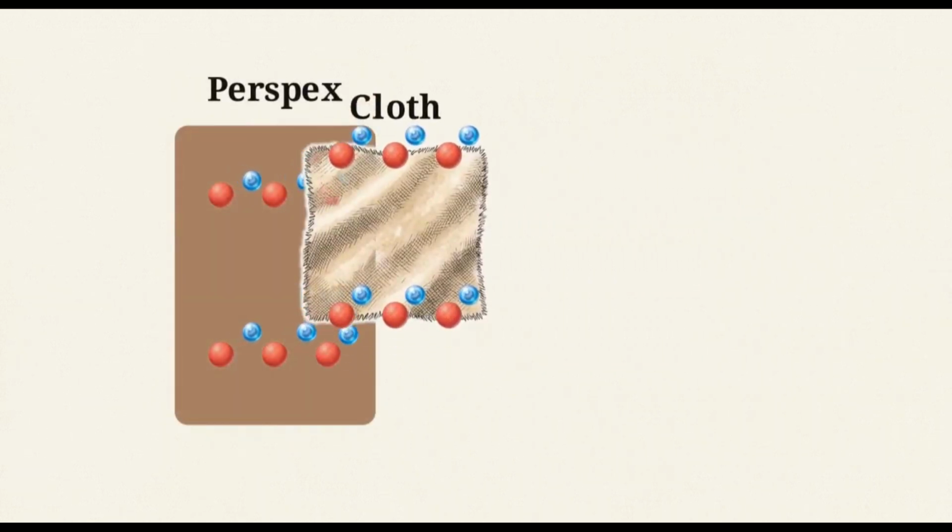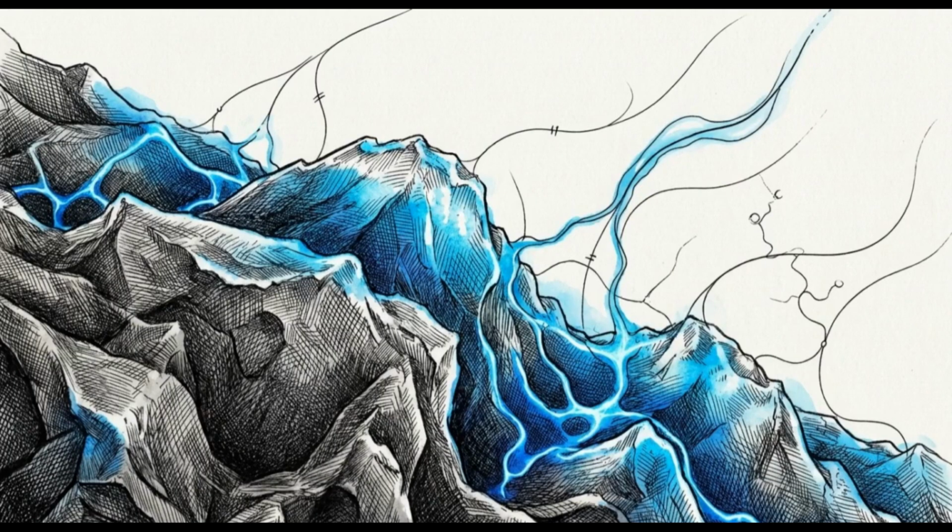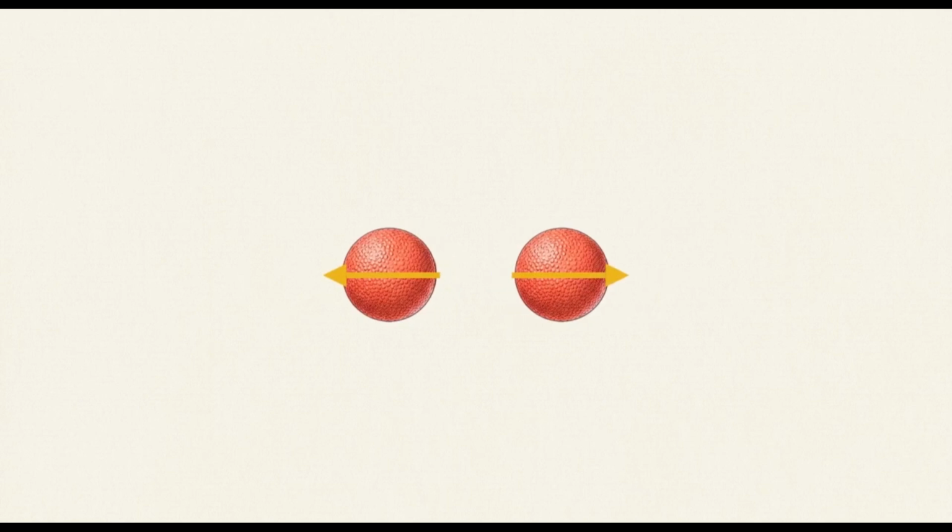If you rub Perspex plastic with a cloth, the opposite occurs. The cloth pulls electrons away from the Perspex, leaving the Perspex positively charged and the cloth negative. Static electricity is simply this trapped imbalance of electrons on the surface of an object, waiting for an opportunity to discharge. To predict how these objects will interact, remember this rule.